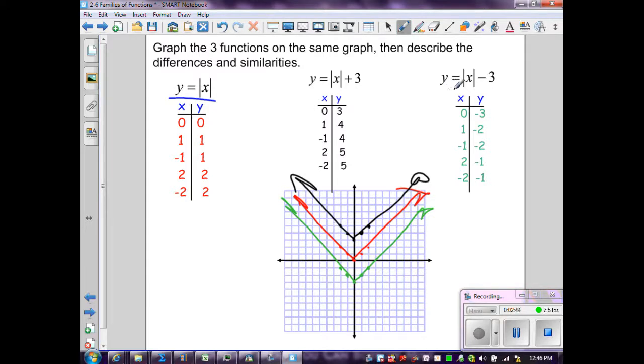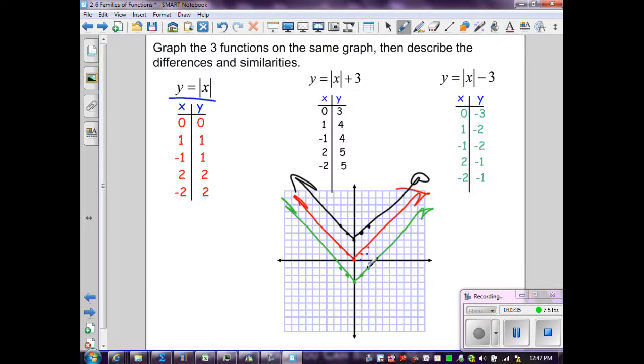If I take a look at y equals the absolute value of x minus 3, and I graph, I'm going to get 0, negative 3, 1, negative 2, 2, negative 1, and its opposite x values correspond to the y values. In other words, when I subtract from my absolute value or parent function, each ordered pair just translates, or vertically moves, down that number of units. So 0, 0 would go down 1, 2, 3. 1, 1 would go down 1, 2, 3. 2, 2 would go down 1, 2, 3.